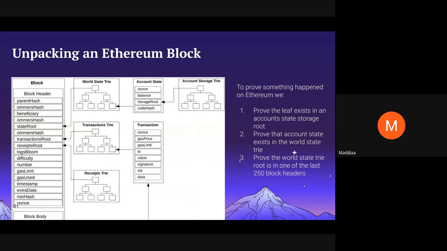Whoopsies. So this here is an example of what is inside an Ethereum block. At the top of the block, we have a lot of metadata that makes up the block. The main things we are interested in are the state roots of a series of tries. The world state trie represents the state of all contracts. If you go further down to the account state, you can then prove particular storage slots inside a contract. So we pop onto the next slide.